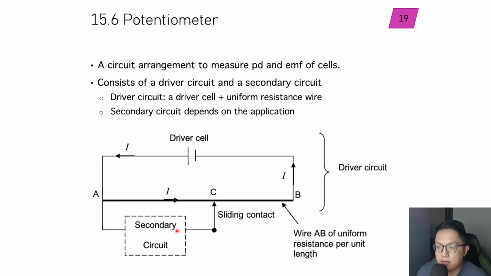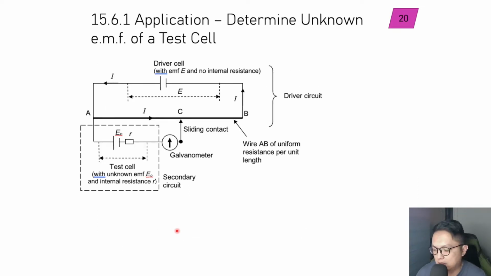Moving on to the next page. The first application we can have is to use this to determine the unknown EMF of a test cell. The connection is as such. We have this driver circuit here, the resistance wire from point A to point B, and then you have a sliding contact at point C.